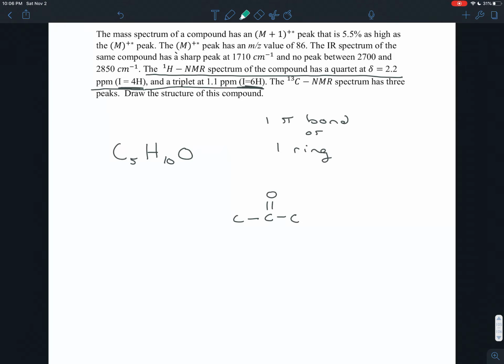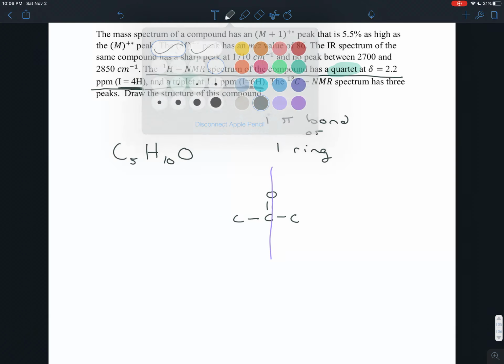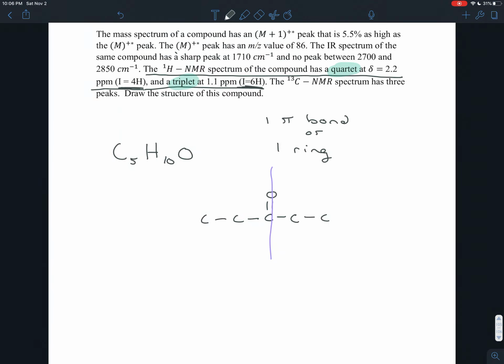Okay. The other thing you'll notice is we have a quartet and a triplet, and that is a giveaway for an ethyl group. So the way we can get symmetry and an ethyl group is if we add the 2 carbons that are left, 1 on each side. Notice we have an ethyl group on the left and an ethyl group on the right, and those are symmetrical. Because it's symmetrical, the hydrogens on this first carbon are the same as the hydrogens on the other side. And the hydrogens on the end carbon are the same as the hydrogens on the end carbon on the other side.